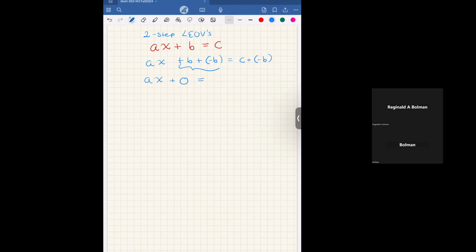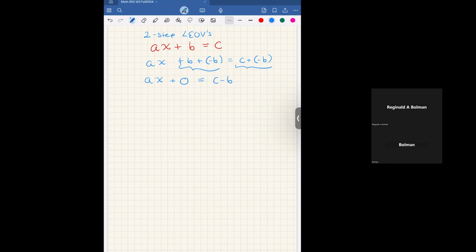And on the other side of our equal sign, even though I don't know what c is, and you don't know what b is, we have c plus a negative b, which we know is the same thing as c minus b. Moving back to the left-hand side of our equation, we have a number times x plus 0 is equal to c minus b. Anything added with 0 is just that something. And so we will be left with a times x is equal to c minus b.